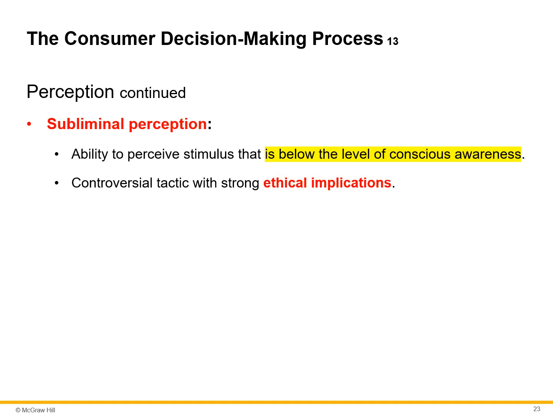Subliminal perception. What is subliminal perception? That's our ability to perceive a stimulus that is below the level of conscious awareness, below the threshold. We're not fully aware, but we still receive and perceive them. This is actually a controversial tactic with strong ethical implications. Can advertisers use that? Should advertisers use that? Because it's not about their clear conscious.